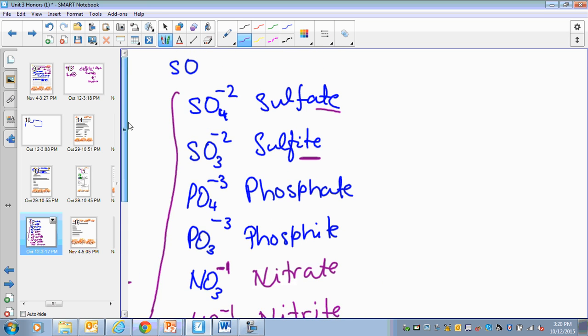You have to know that sulfite is SO3 minus 2. You have to know it with the charge. And you need to know that sulfate is SO4 minus 2, and phosphite is PO3 minus 3, and phosphate is PO4 minus 3. So you have to know the charges, you have to know the formula, you have to know the subscript and the superscript and the ates and the ites. Whatever it takes, it has to be memorized.